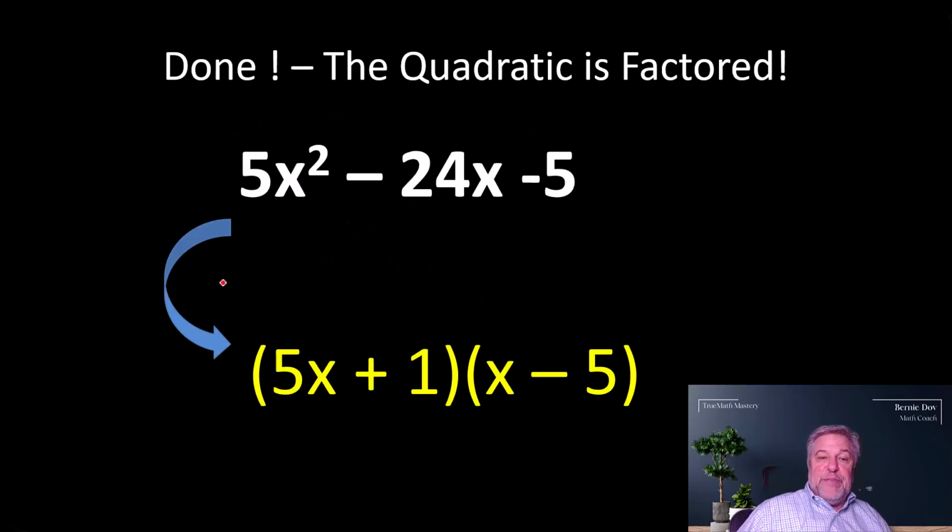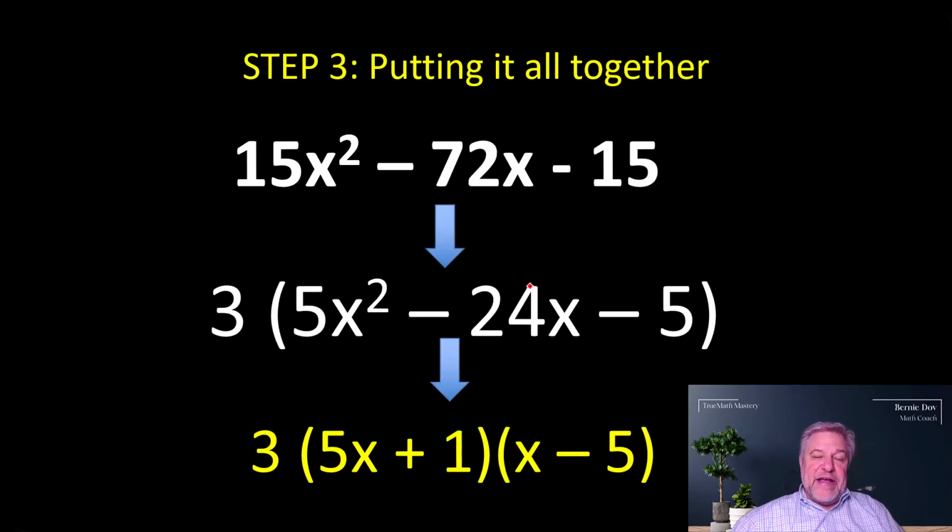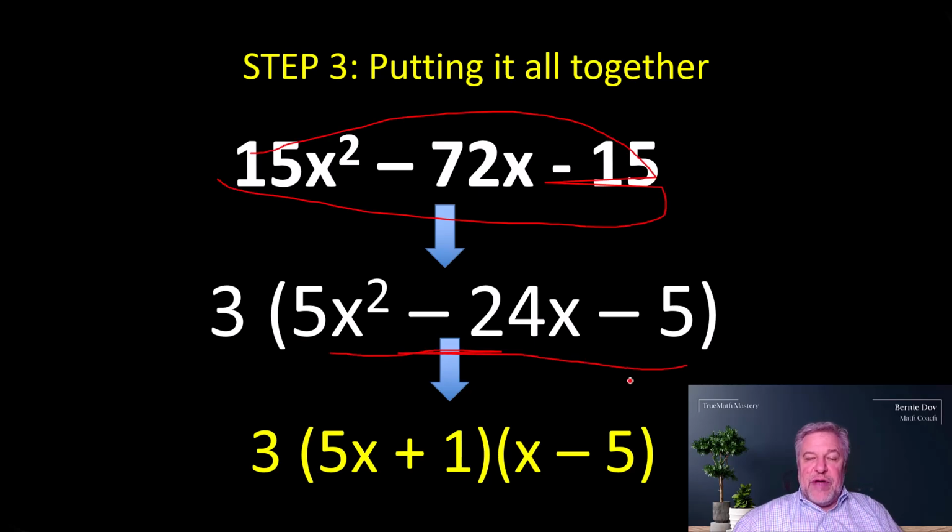And there's only one more step. What we've done is take the 5x squared minus 24x minus 5 and factor it into 2 prime factors. You can no longer factor this further. 5x plus 1 cannot be factored further, and x minus 5 cannot be factored further. And remember that 3 we factored out at the beginning? We have to put that back. So the full answer is: we started with this, we factored out the 3, we then factored the quadratic, and the final answer is this at the bottom.